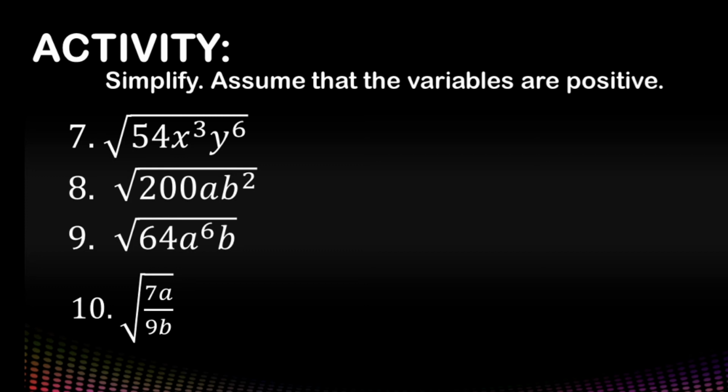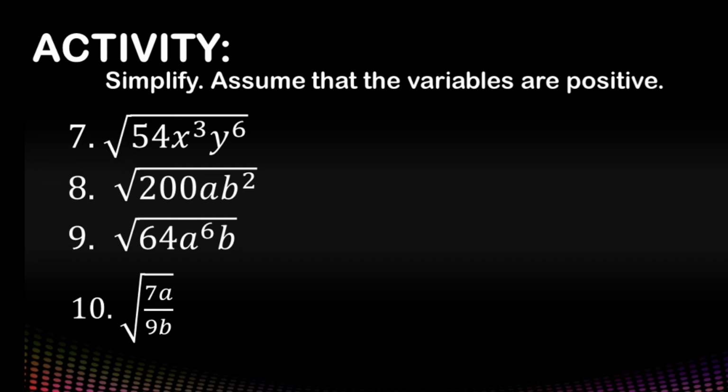Next, we have the square root of 54x cubed yz. So what are the perfect square factors of 54? Yes, we have 9. How about x cubed? Is 3 a multiple of our index? It is not. But what is the highest multiple of 2, our index, which we could derive from the exponent 3? Yes, we have 2.